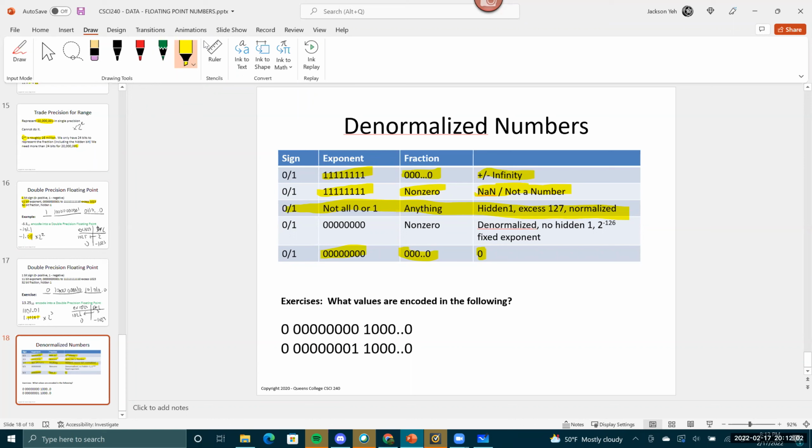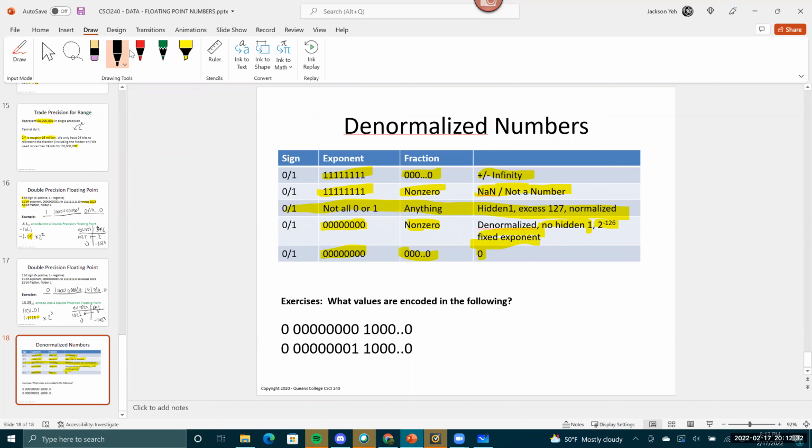All right, that leaves us with the very last thing for tonight. The last topic is denormalized numbers. A denormalized number is one where the exponent is all zeros and the fraction is non-zero. So what does denormalized mean? Denormalized means there's no hidden 1 because we didn't normalize the number. So the exponent is fixed at 2 to the negative 126, which means you don't need to calculate it. It's fixed at 2 to negative 126.